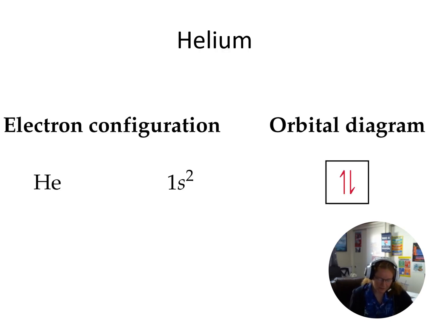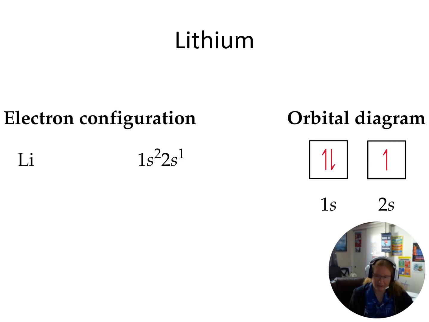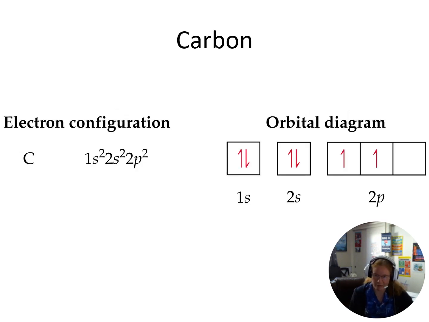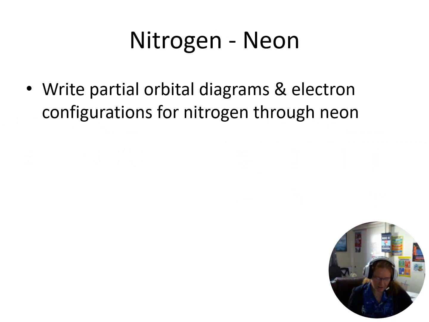Okay? So you can see helium, you can see lithium there, and then carbon, which we just did. All right, so what I want you to do is pause the video and try nitrogen through neon before I show you the answers to these. This is staying in period 2. All right, let's see how you did.